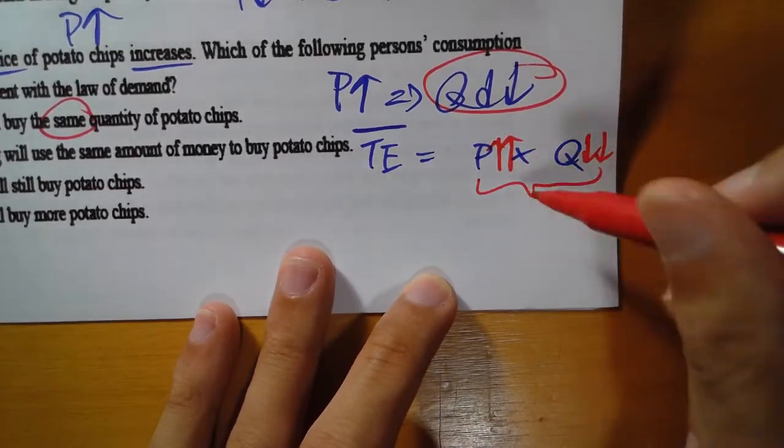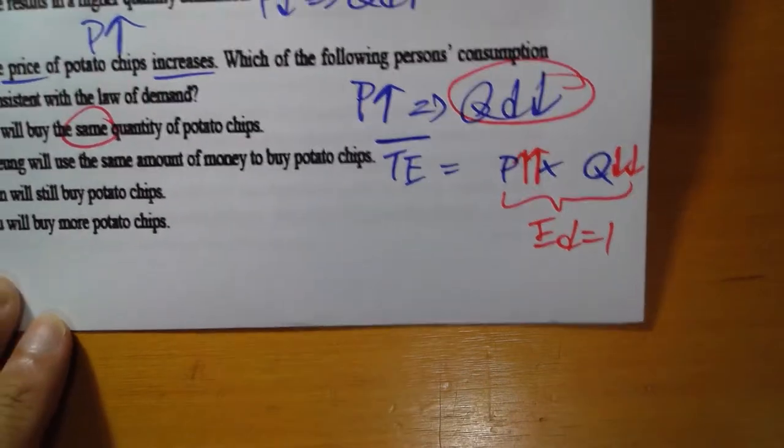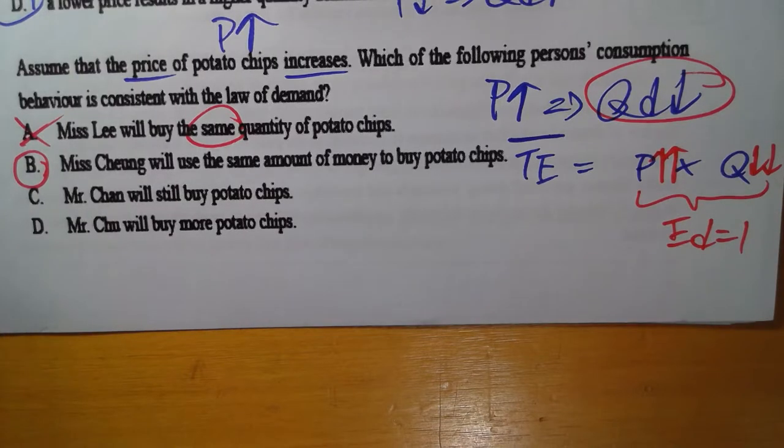Now, to jump a little bit, this is the point when elasticity is exactly equal to 1. Or sometimes, if the whole curve is ED equals to 1, then that would be a unitarily elastic demand. Okay, don't worry, we will talk about more in our chapter 10 video.